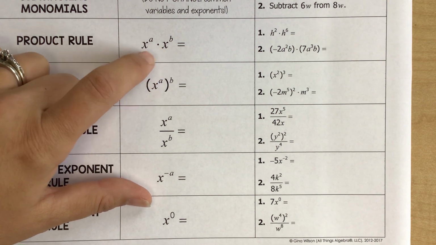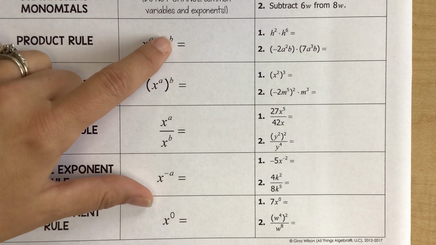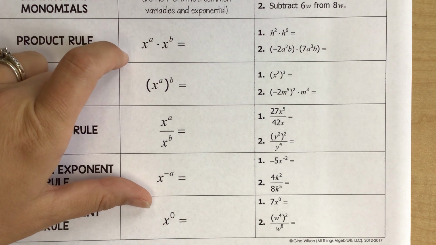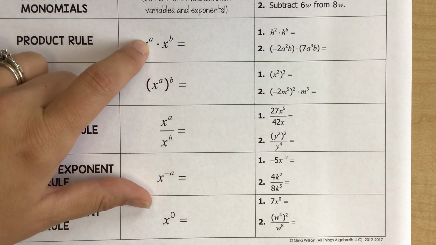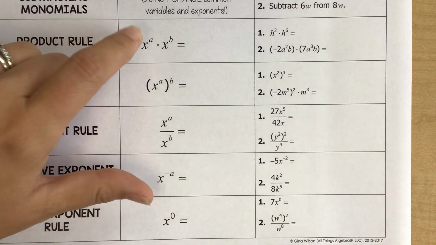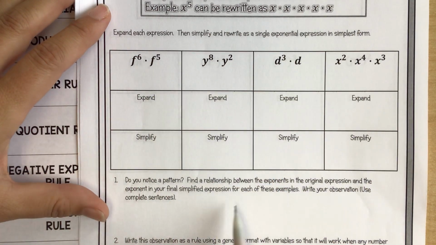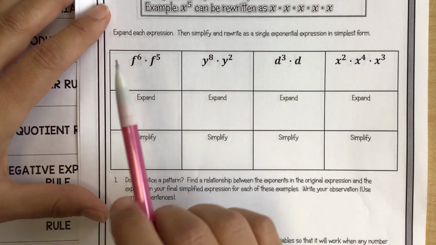All right, so first we're going to talk about what you do when you're multiplying and you have the same base. Notice both these bases are x, and then your exponents are a and b. Those can be different numbers or even the same number, it doesn't matter. How do you simplify that? We're going to look at a couple things first. Now, you don't have this paper, and that's perfectly fine, so you just need to watch this.